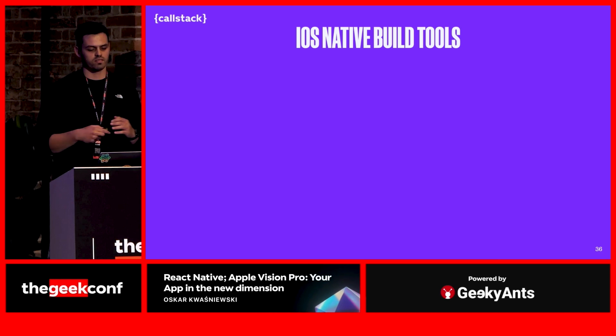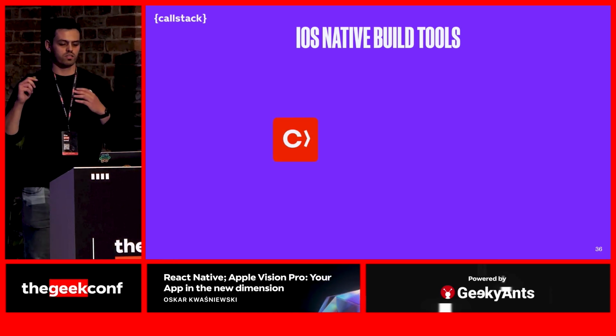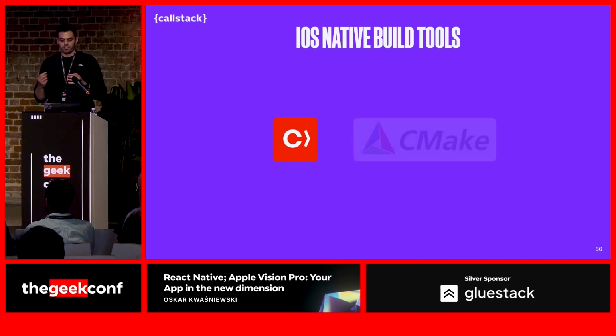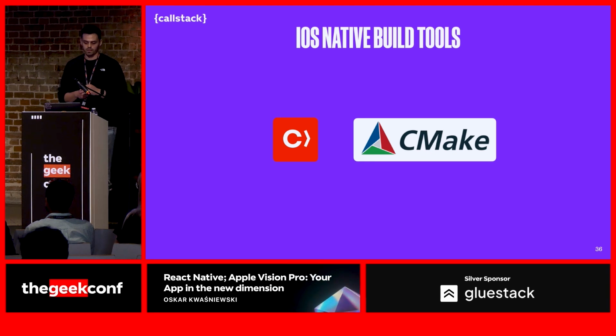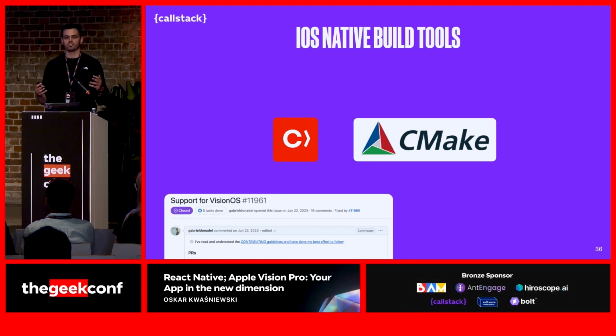So before that, we needed to make sure that native build tools are working properly. CocoaPods is a native dependency manager for iOS, and CMake is a build system that's used by Hermes. So thankfully, CocoaPods received early support thanks to Gabriel Donado from Expo.